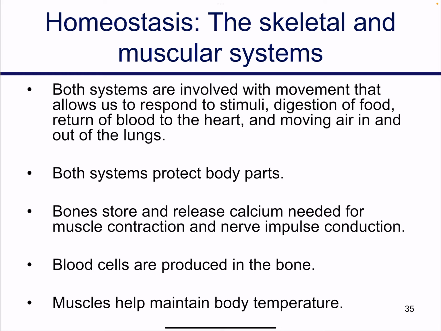All right, and then finally, homeostasis and the muscular system. The muscular system contributes extensively to homeostasis. How so? The muscular system plays a very important role in movement. Movement is going to produce heat. Heat is very important for maintaining our body at the proper temperature, right? Muscles are also very important to push the blood around the body, right? Think of the cardiac muscle. The cardiac muscle pushes the blood around the body.